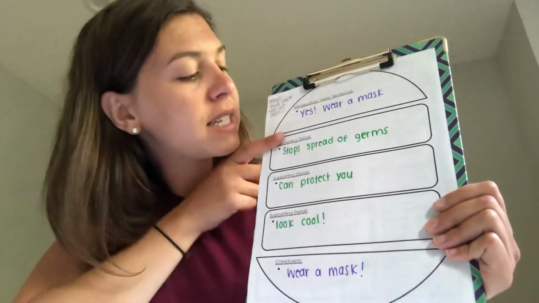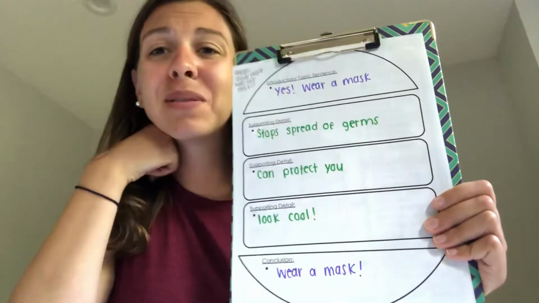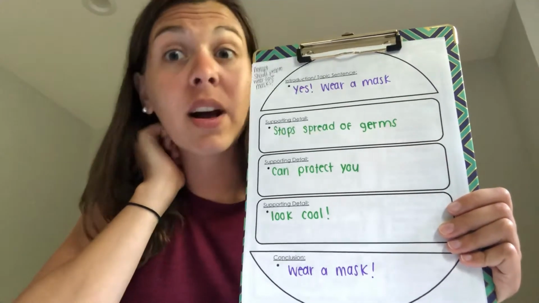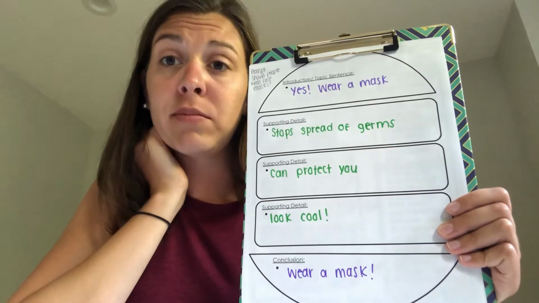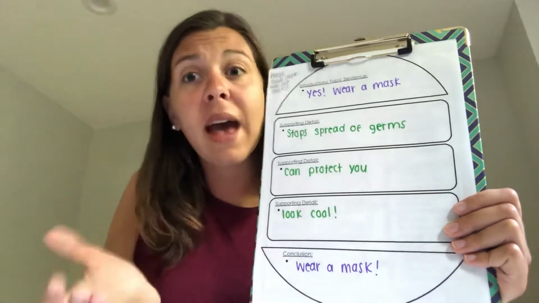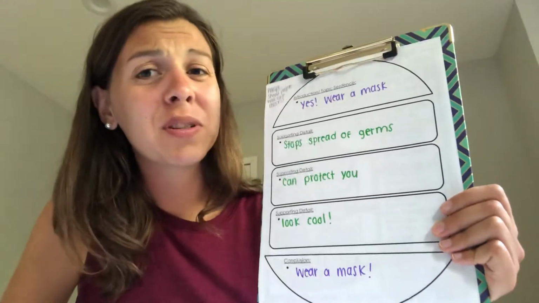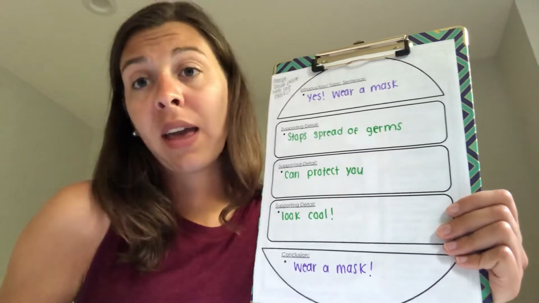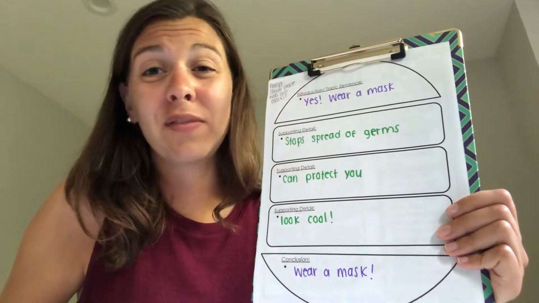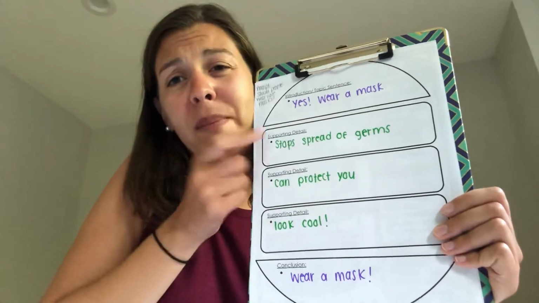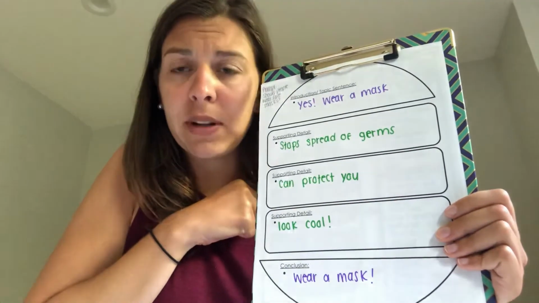So my first reason that I gave is that it stops the spread of germs. And I think that I could keep talking about this and talk about what germs are, and germs are bad, and that they can hurt our bodies. So those are some reasons for why I think that it stops the spread of germs and why we should wear a mask. So if someone asked me, why should you wear a mask? I could say, because it stops the spread of germs.